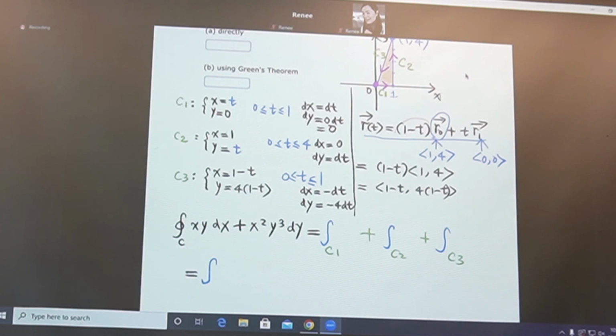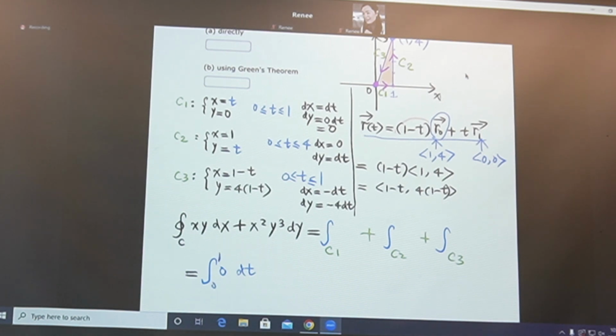Then you need to find this x times y. What's x times y here? It's 0, so you get the 0. And x squared y cubed will also be 0. When y equals 0, both this one and this one will be equal to 0. So that integral here is an integral of 0 dt, and t goes from 0 to 1.